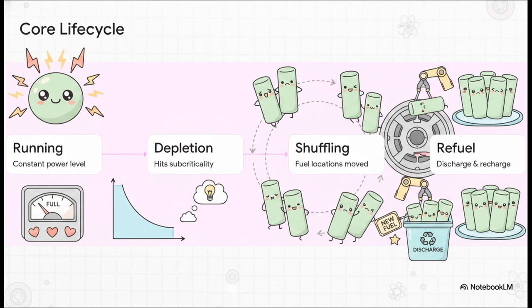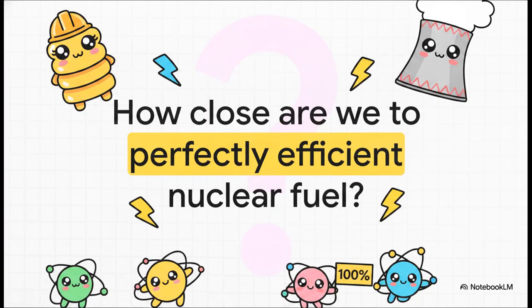To fix this, operators have to run complex maintenance. Because of that uneven spatial burnup we just talked about, they don't just throw everything away. No, they periodically shuffle the fuel locations, moving less burned fuel from the edges into the center. Then they selectively discharge the fully spent fuel and recharge with fresh assemblies just to keep the engine running safely. Ultimately, understanding this dashboard of power and burnup is exactly what allows us to safely harness the atom.